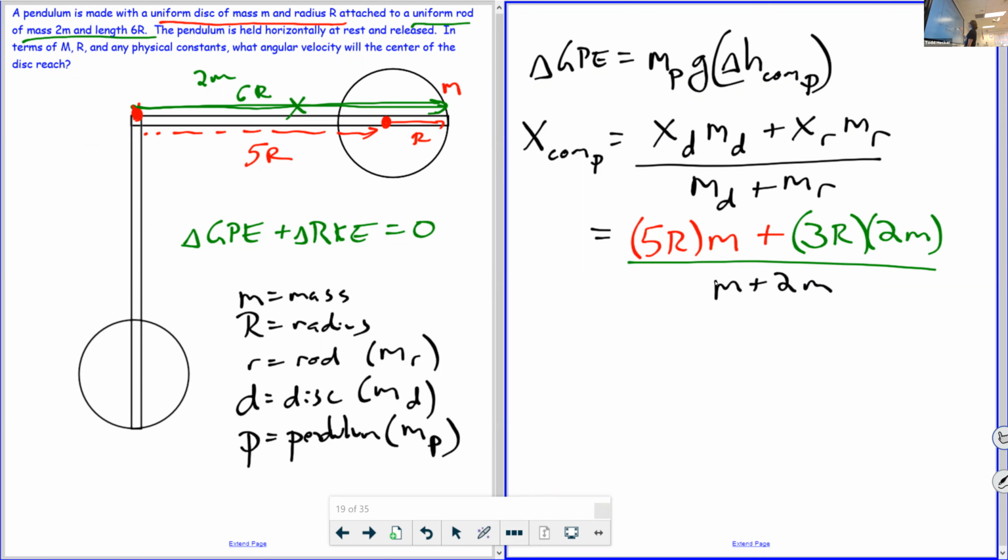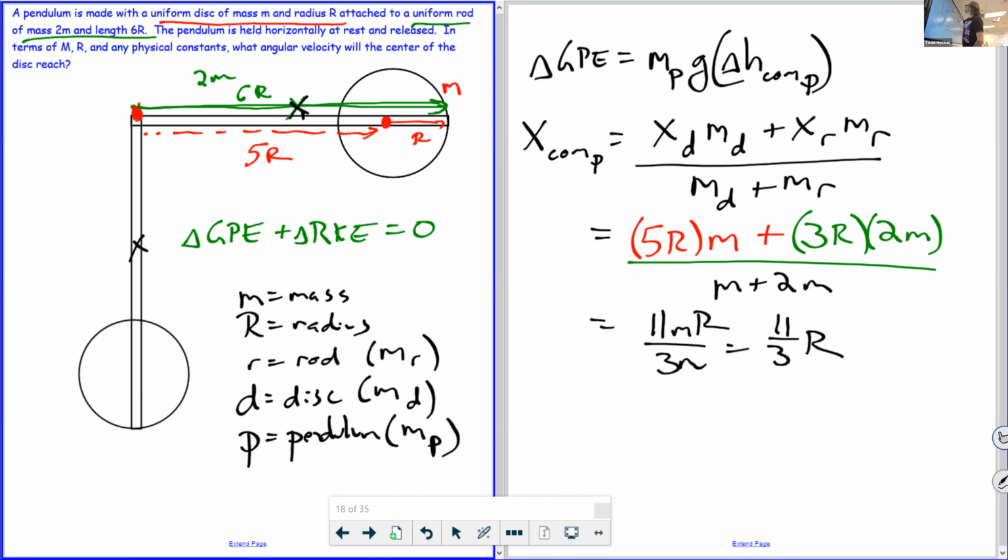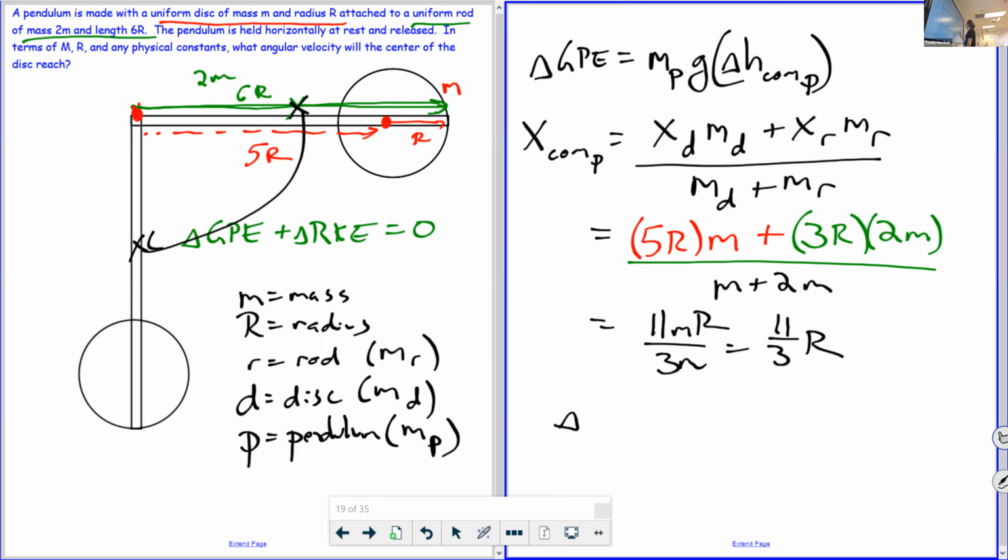So simplify this, all of your m's cancel, and on the top, you get 11 mr. On the bottom, you get 3m. So this gives you 11/3 r. So that means that my center of mass is going to go from here to here. And as a result, the change in height of the center of mass of the pendulum is negative 11/3 r.